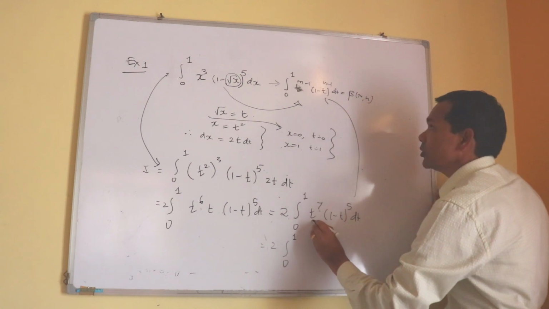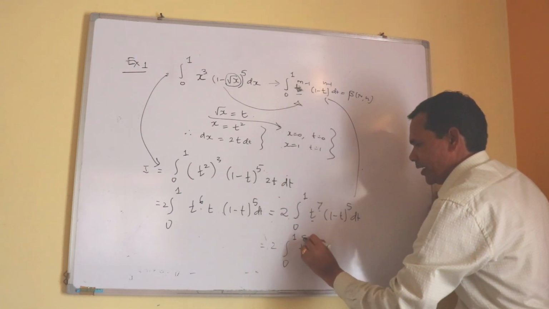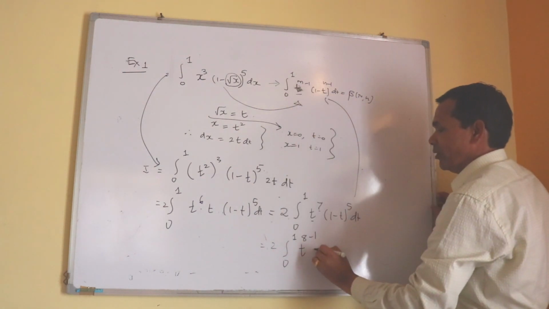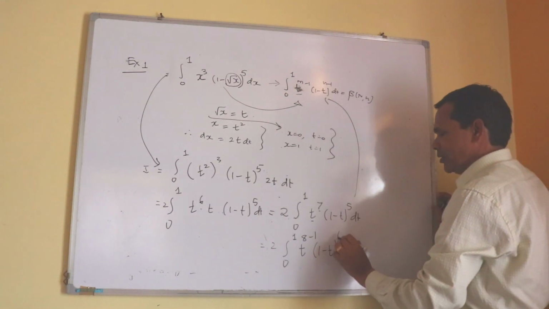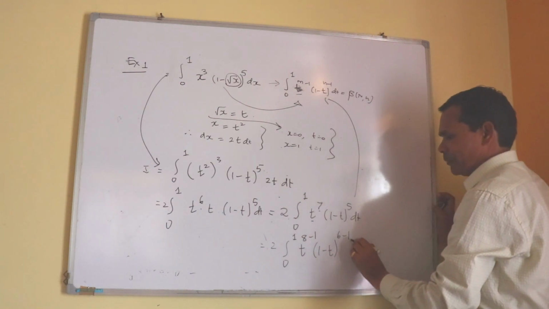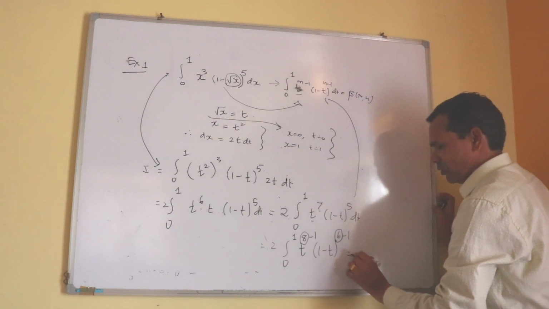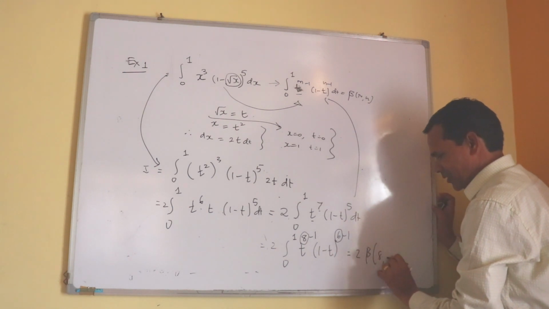I just compare with this integral and get the values of m and n. So first I will write this as t raised to 8 minus 1, because 7 is m minus 1, and I will write (1 minus t) bracket raised to 5 as 6 minus 1. So m is 8, n is 6. So the value of this integral in terms of beta is beta of 8, 6.